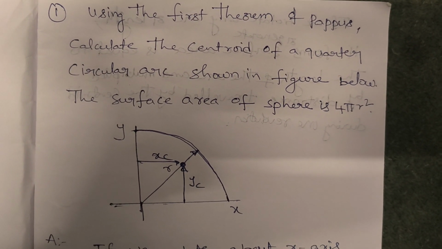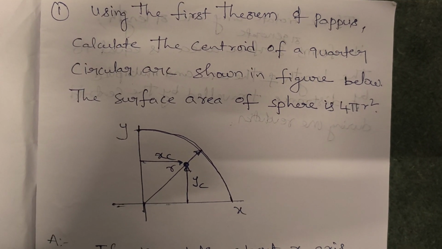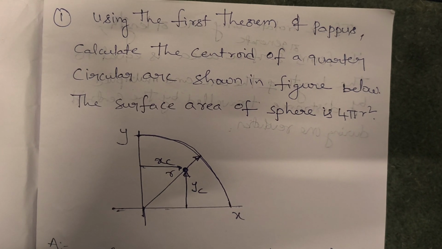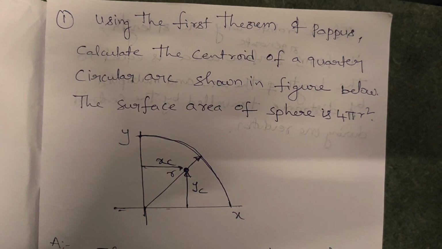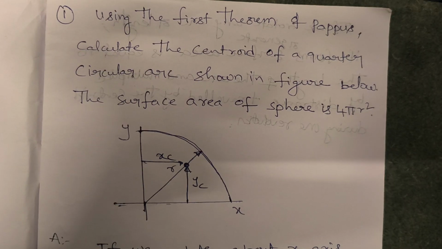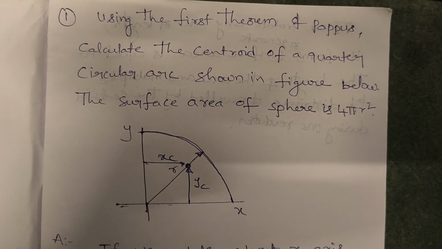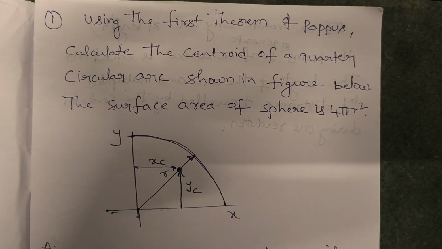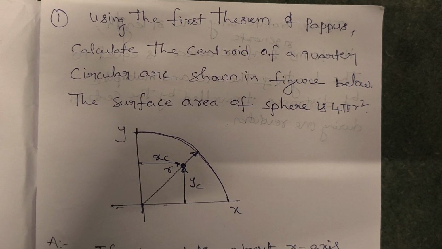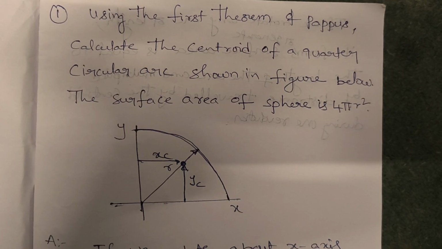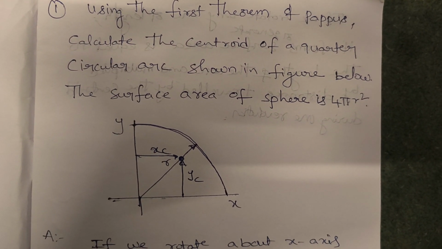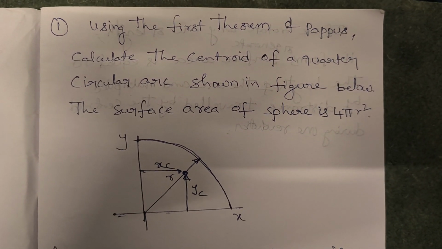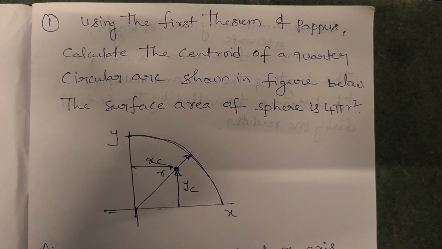Here the given data is that the surface area of the sphere is 4 pi r square. If you rotate this quarter circular arc either about the x-axis or about the y-axis, a surface area will be generated. It forms a hemisphere, or half of the sphere.